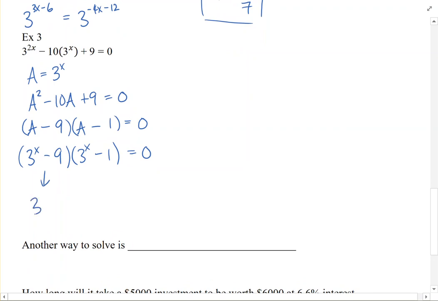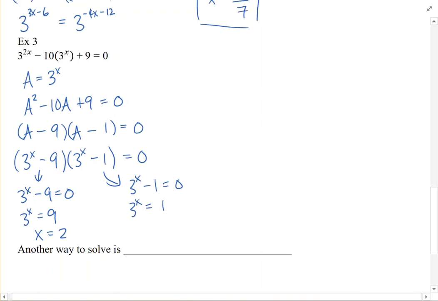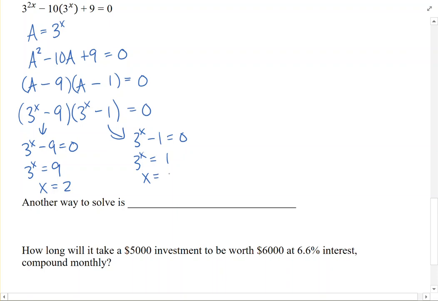That means we know our first term, 3 to the x minus 9, must equal 0. So 3 to the x equals 9. In my first scenario, x must equal 2. And with my second scenario, we know 3 to the x minus 1 equals 0. So that means 3 to the x equals 1, and x equals 0. So we have actually two possible solutions here. It could be 2, could be 0. Okay.